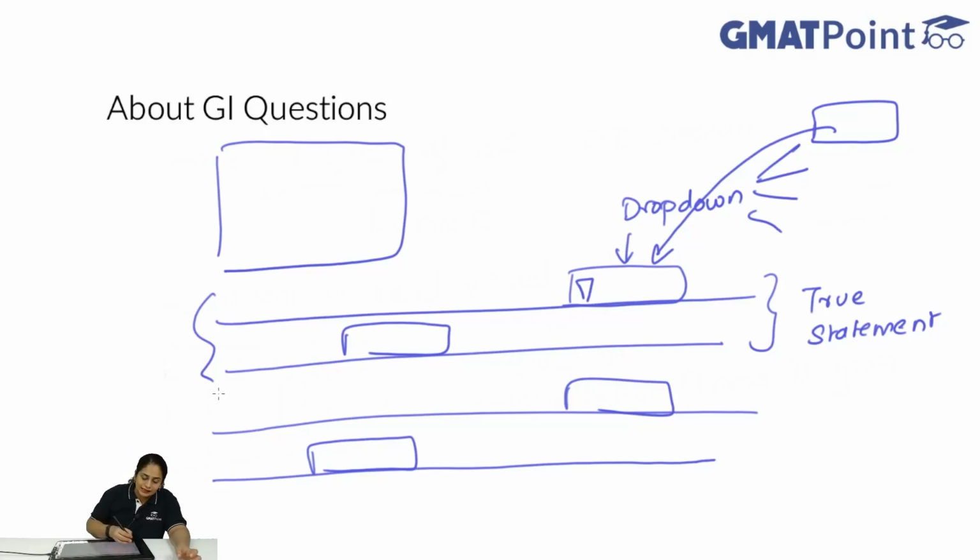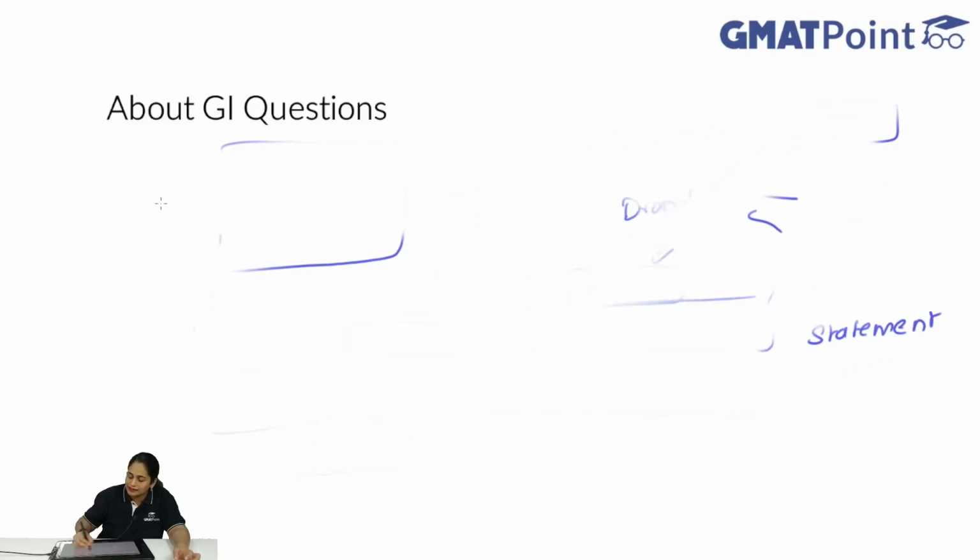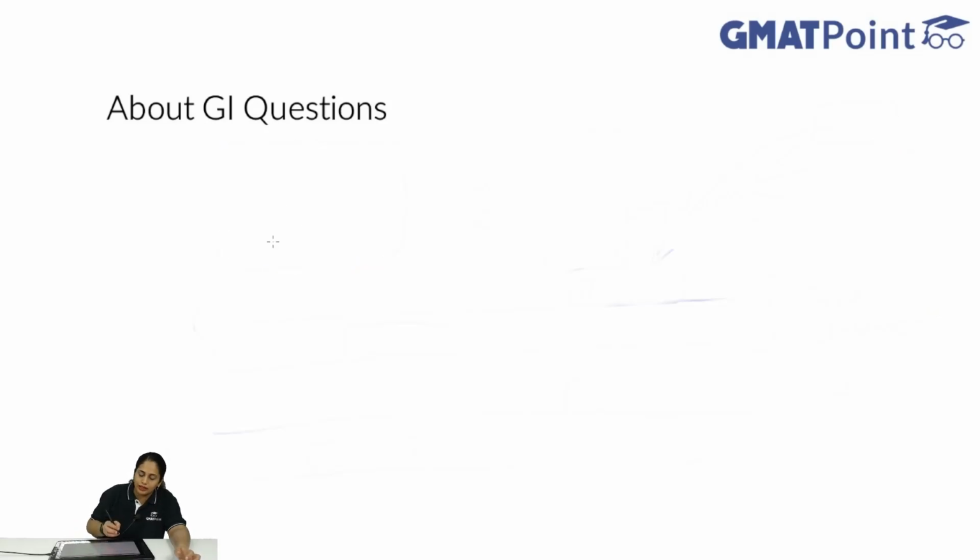Now, what are the skills tested? What are the base skills that you need to answer these questions? The primary skill that is needed is obviously the ability to read graphs. But before that also, there are certain skills that are required so that you can answer the questions.